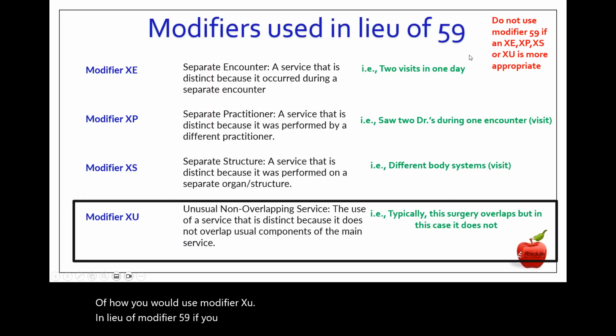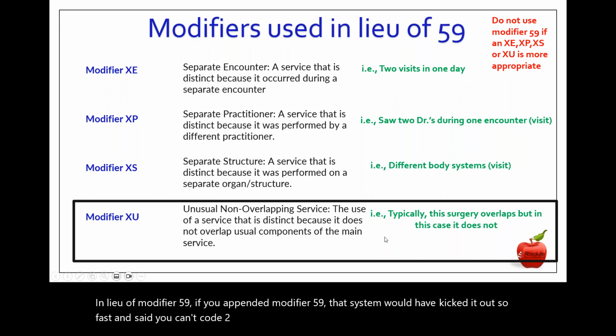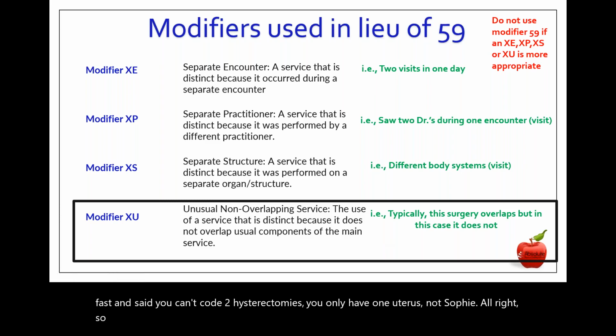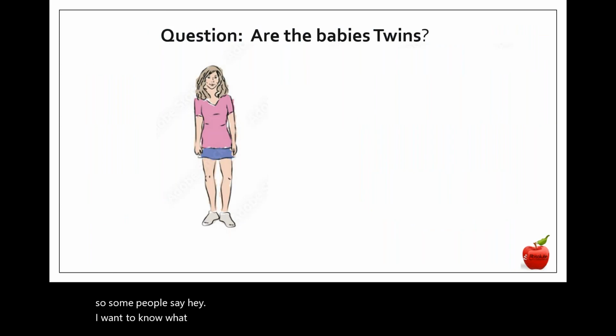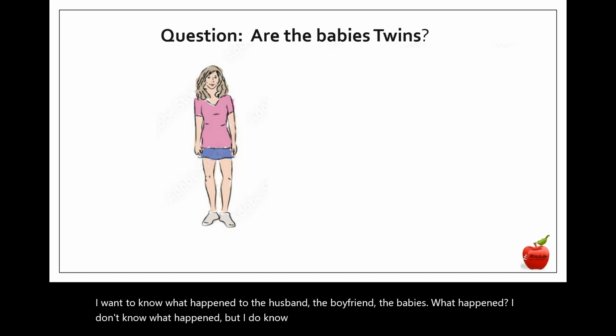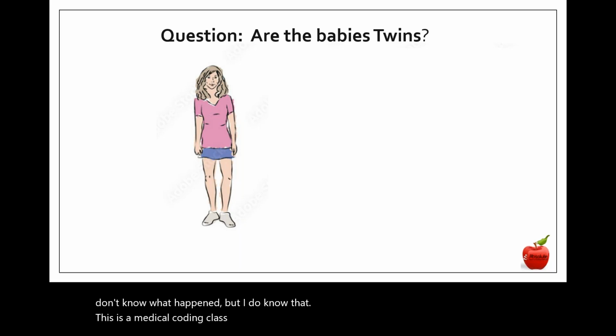So this is an example of how you would use modifier XU in lieu of modifier 59. If you appended modifier 59, that system would have kicked it out so fast and said, you can't code two hysterectomies. You only have one uterus. Not Sophie. All right, so some people say, hey, I want to know what happened to the husband, the boyfriend, the babies. What happened? I don't know what happened, but I do know that this is a medical coding class, and I got another teachable moment.